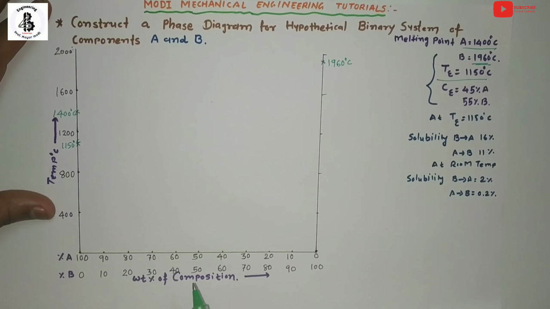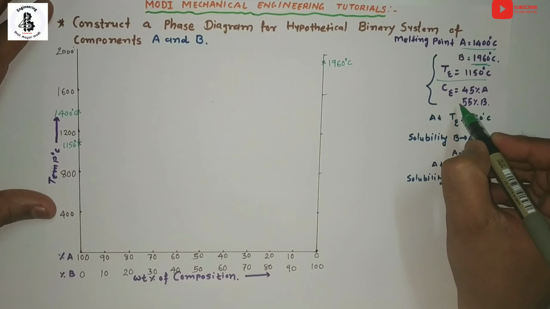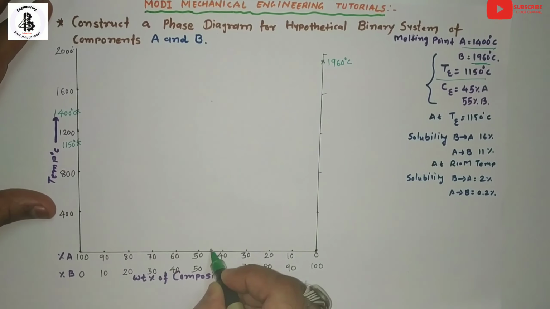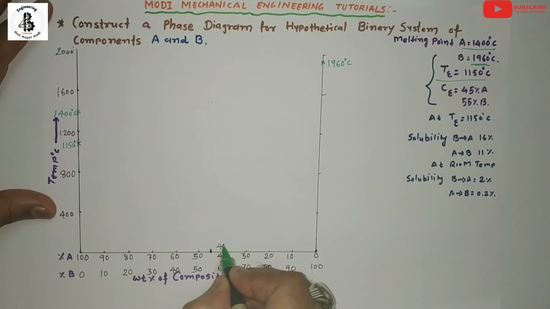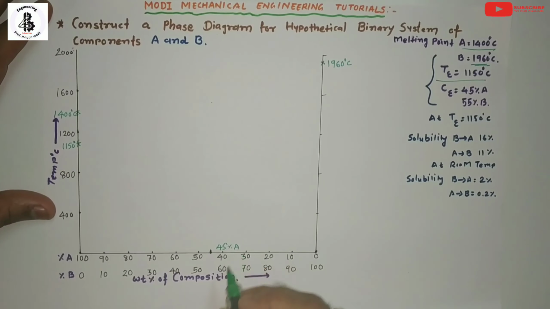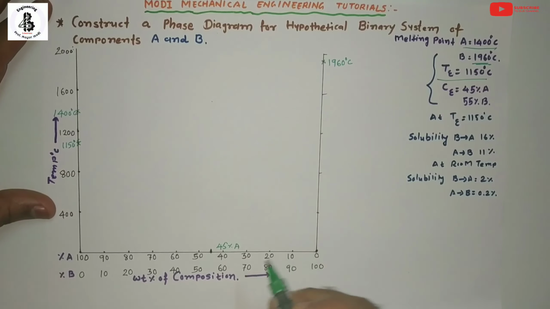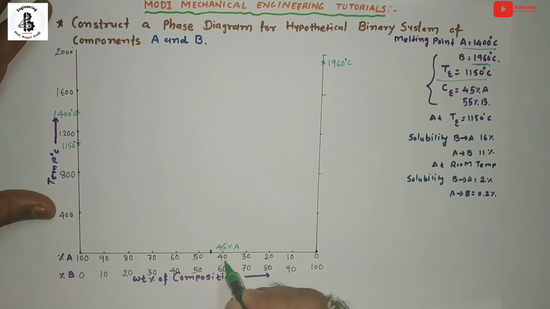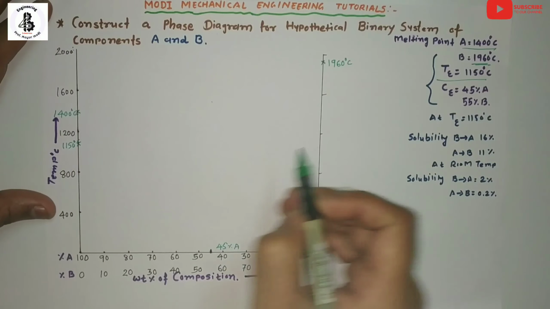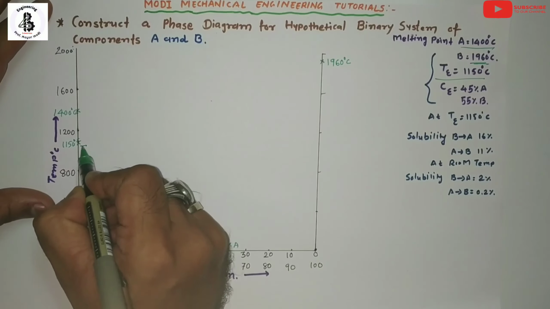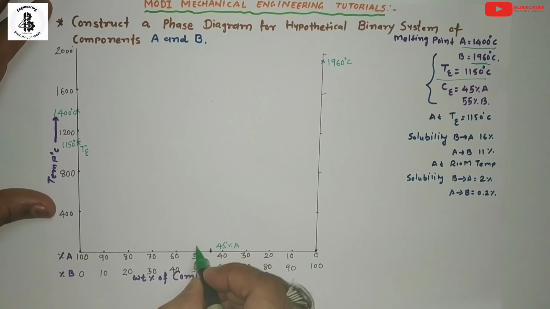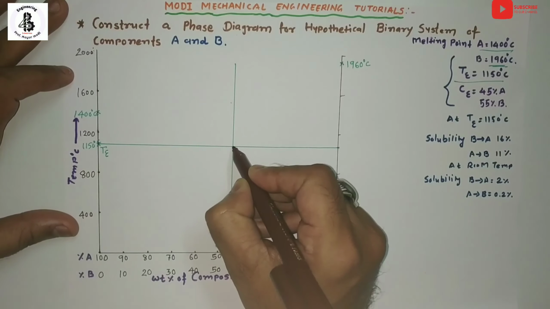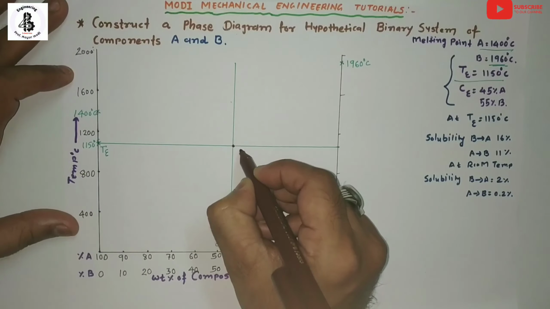So that will be the eutectic temperature and eutectic composition. 45% of A will be over here. Now I would like to make one vertical line from the composition line and one horizontal line from the eutectic temperature line. Here is the eutectic temperature, and this point represents the eutectic composition. By making one vertical line and one horizontal line, they will intersect at this point. That will be known as the eutectic point.